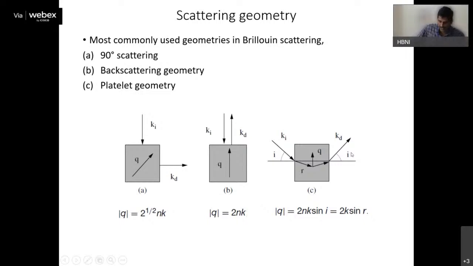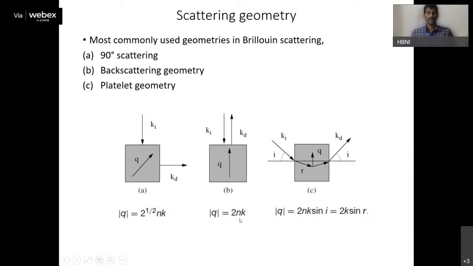And in general, this Brillouin scattering is done in various geometries, and that has a particular change in the momentum. If you are doing it at 90 degrees, then this is the momentum transfer. If you are doing back scattering, this is the momentum transfer. Here n is the refractive index. So if you are doing measurement in these two geometries, one needs to know the refractive index.